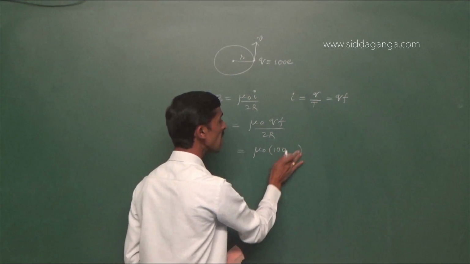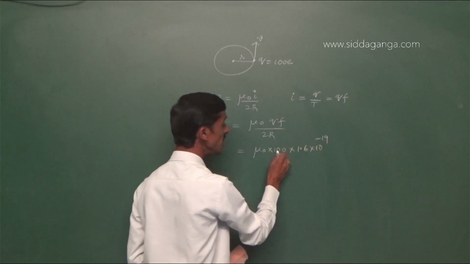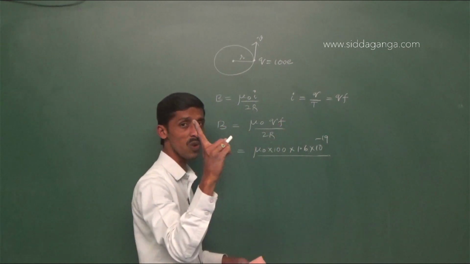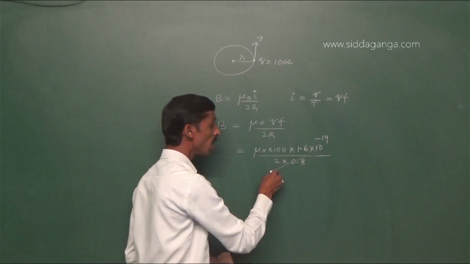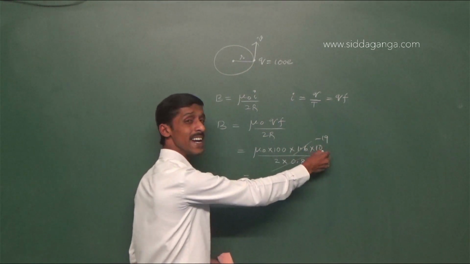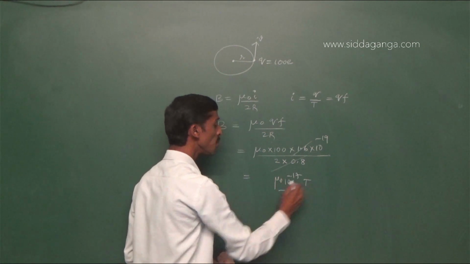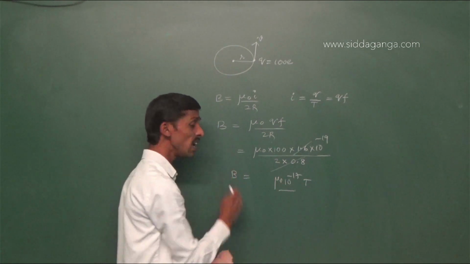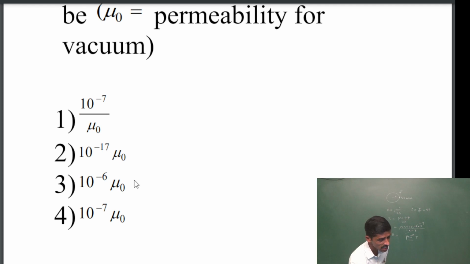The charge of the particle is 100 times the charge of the electron, 1.6 into 10 to the power of minus 19 into 100. Frequency of revolution is 1, divided by 2 into 0.8, since the radius is 0.8. 2 into 0.8 is 1.6, and the 1.6 cancels. So 100 is 10 squared, 10 to the power of minus 19 gives 10 to the power of minus 17. So mu naught times 10 to the power of minus 17 is the magnetic field at the center. So the answer is the second option, 10 to the power of minus 17 times mu naught.